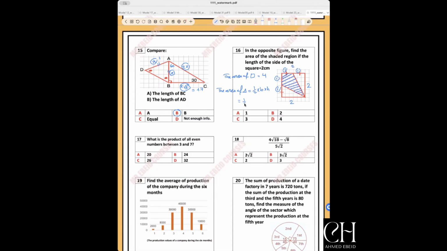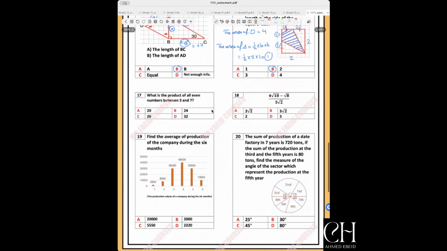So it's half times 2 times 1, which equals 1. But this is the area of one triangle, and we have two triangles with the same area, so the sum of their areas is 2, because each one is 1. So 4 minus the areas of the two triangles will be 4 minus 2, which equals 2. The answer is 2.